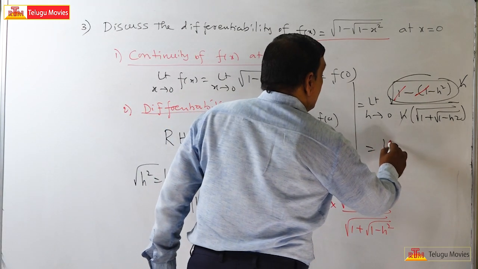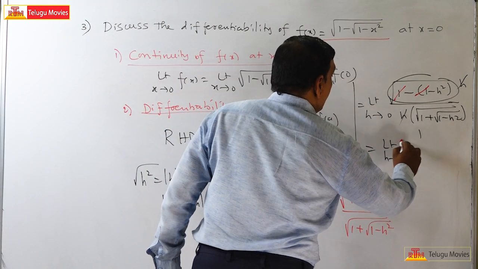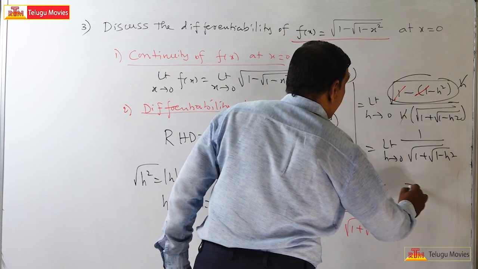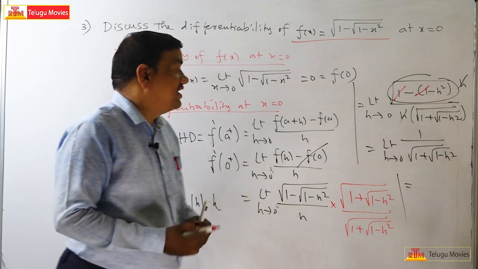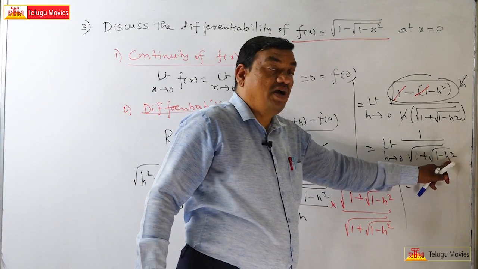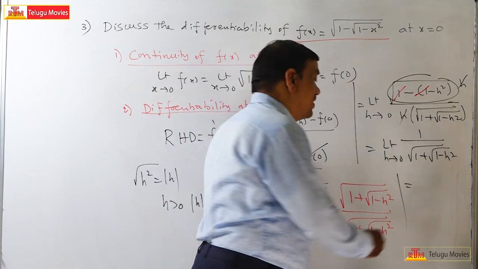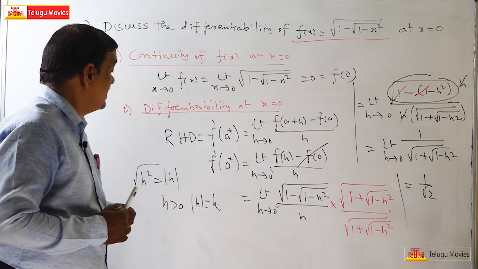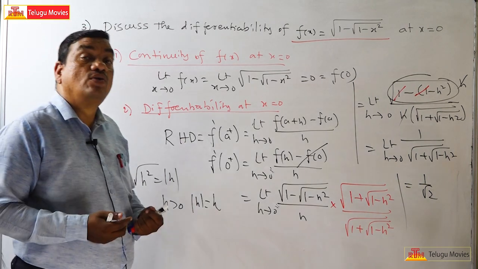Therefore, limit h tends to 0 of 1 by root of 1 plus root of 1 minus h square. Now substitute h equal to 0 here. So 1 minus 0 is 1, 1 plus 1, and we get 1 by root 2. So the right hand side derivative we are getting is 1 by root 2.